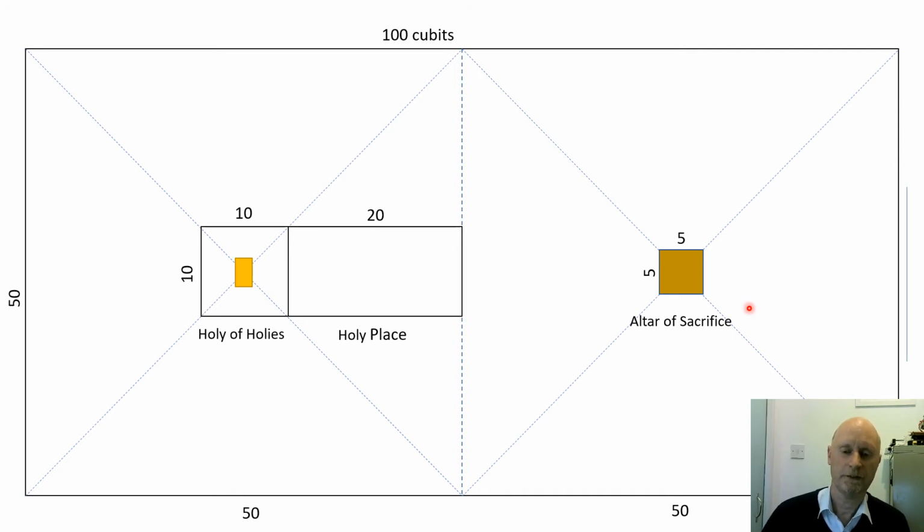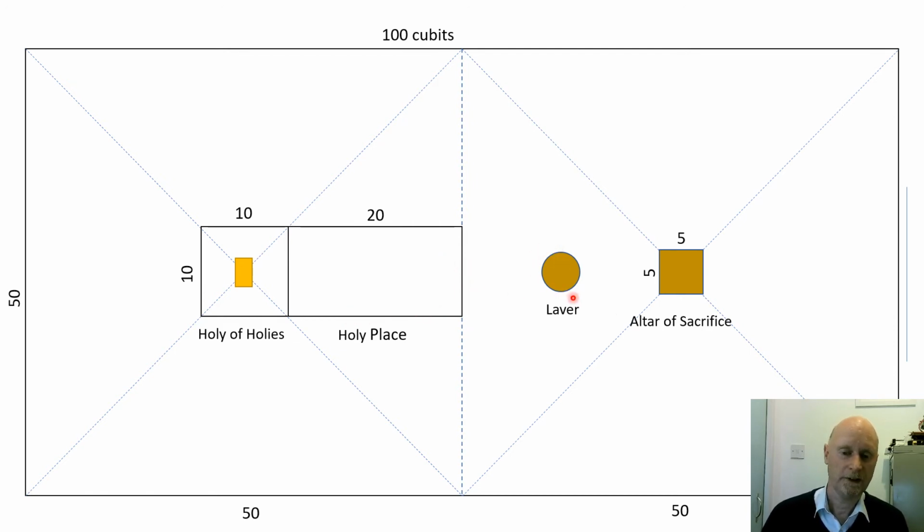The only other piece of furniture in this particular half of the tabernacle courtyard would have been the laver, and the laver was used by the priest to wash, and they needed to do that before going through the door to the holy place.